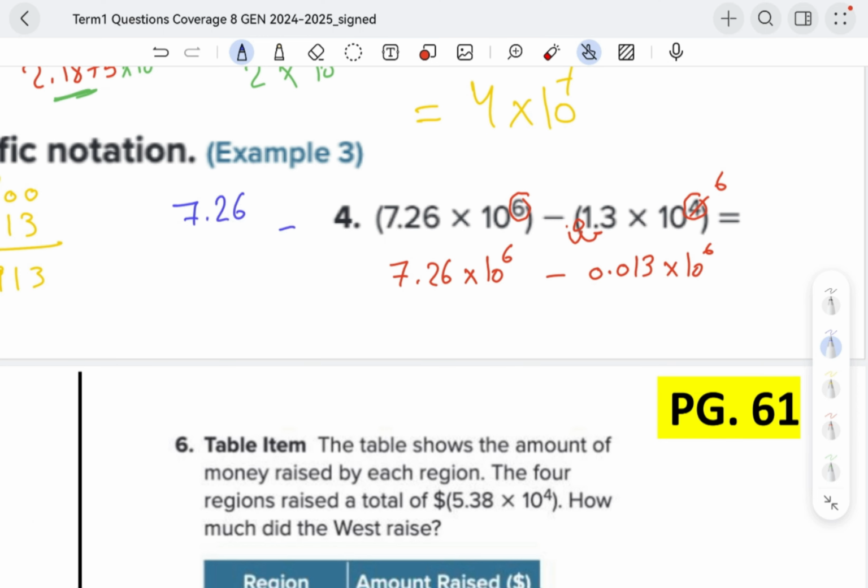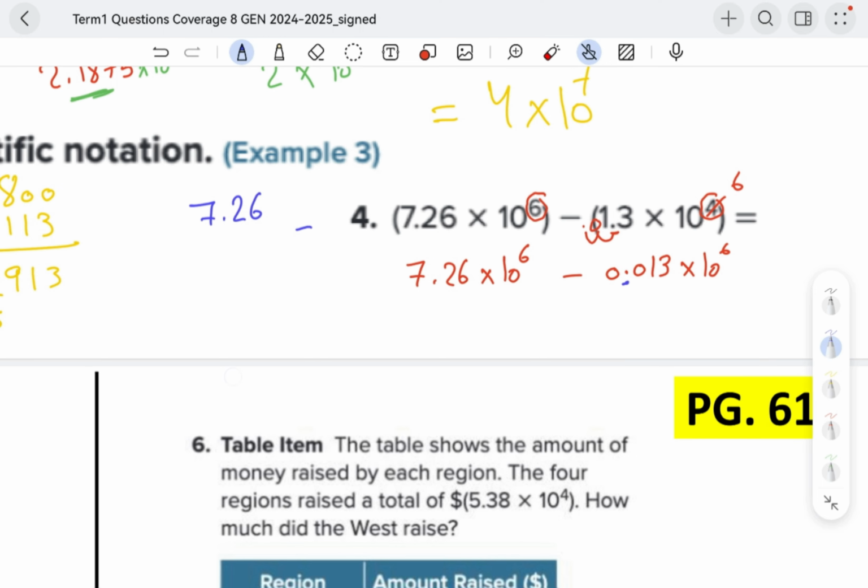7.26 minus 0.013. Order them correctly, put the decimal point under the decimal point. Here we have 0.013. Empty space, put 0. Now let's subtract. 0 minus 3, we can't do that, so we're going to borrow. 10 minus 3 is 7. 5 minus 1 is 4. 2 minus 0 is 2. 7 minus 0 is 7. So the answer for this is 7.247 times 10 to the power of 6.